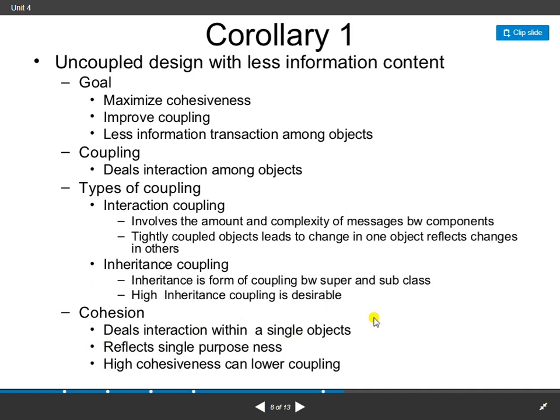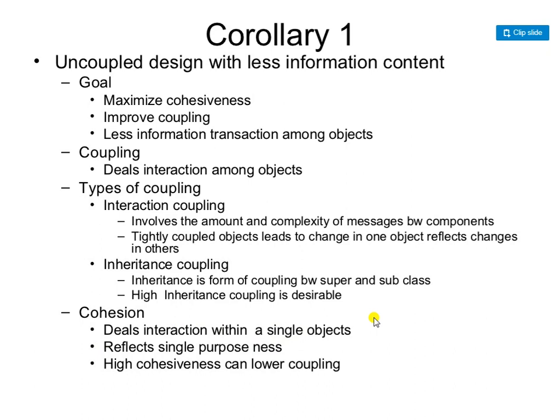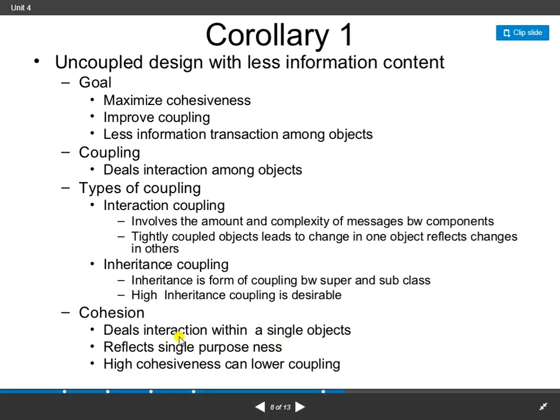Then cohesion. What do we mean by cohesion? Cohesion means how strongly an object is built. It deals with the interaction within a single object and reflects single-purposeness. High cohesiveness can lower coupling.